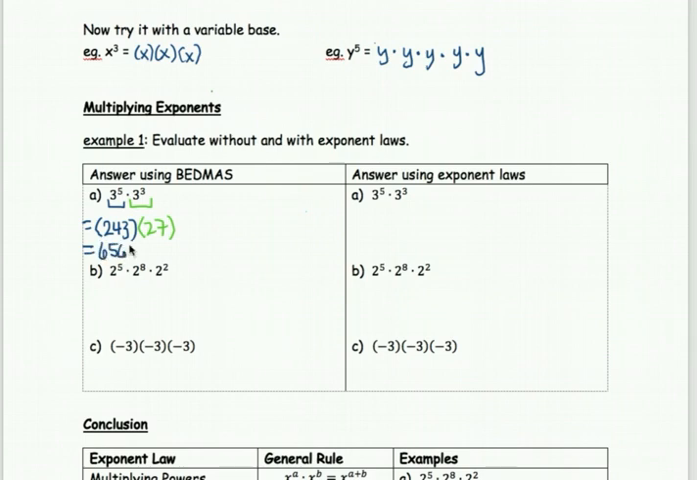6,561. Okay, so that's just using BEDMAS, just going through, okay, I got to do the exponents first before I actually multiply the values together. Okay, so if we're using exponent laws, this is how you're going to develop this method here.